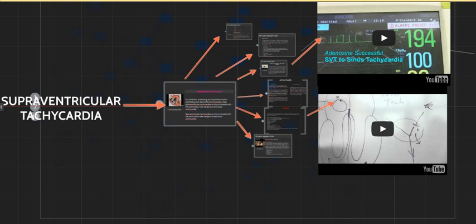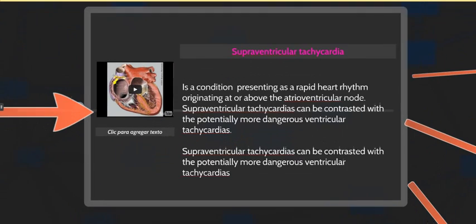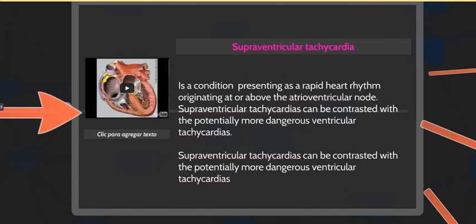Supraventricular tachycardia. Definition. Supraventricular tachycardia is a condition presenting as a rapid heart rate originating at or above the atrioventricular node. Supraventricular tachycardia can be contrasted with the potentially more dangerous ventricular tachycardia.